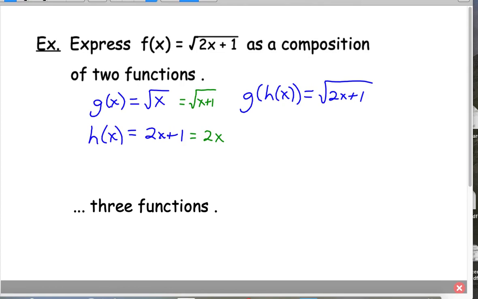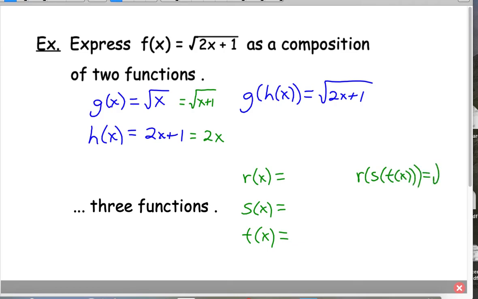Could we do it as a composition of three functions? Well, that takes a little bit more thought. So what if we had, well, let's use different ones. How about r, s, and t? R of x, s of x, t of x. Well, I want r of s of t to equal the square root of 2x plus 1. And by the way, one of the obvious choices is to say, well, I'll just let this one be x and then move from there.